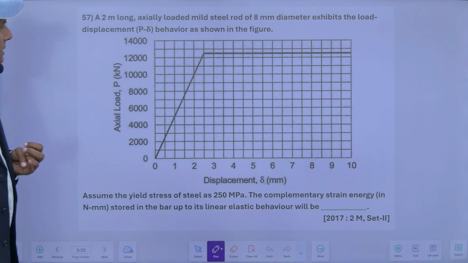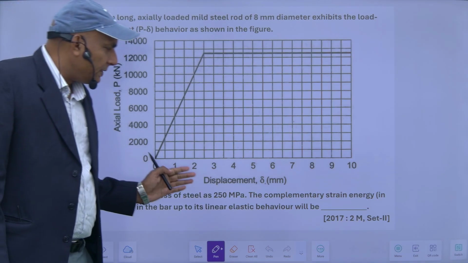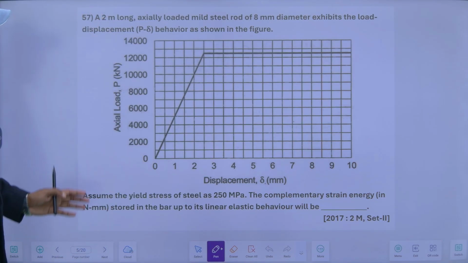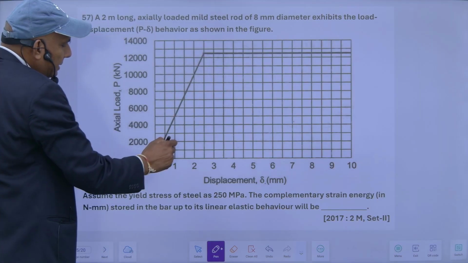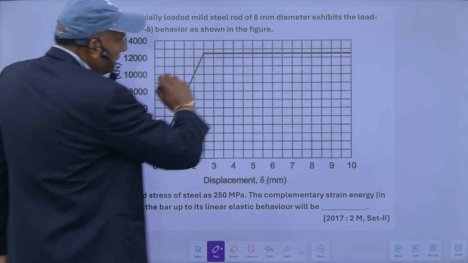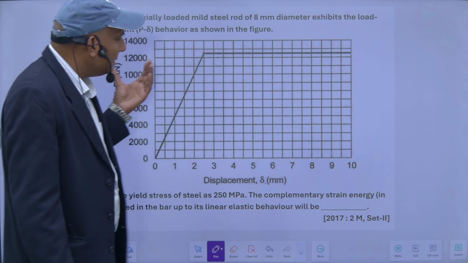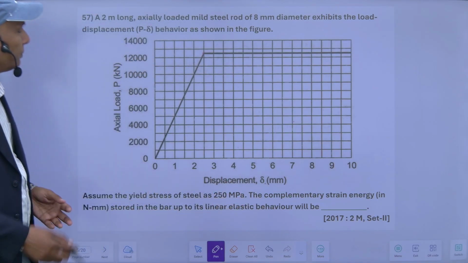A 2 meter long axially loaded mild steel rod of 8 mm diameter exhibits the load displacement behavior as shown in the figure. So this is the basic curve. This is a graph expressing displacement on the x side and axial load on the y side. Generally it is an ideally plastic curve. Up to this yield point this is linear and thereon it is continuous, a lot of permanent displacement without increase in the load. So its plasticity is more. Anyway, this is not the point to discuss here.